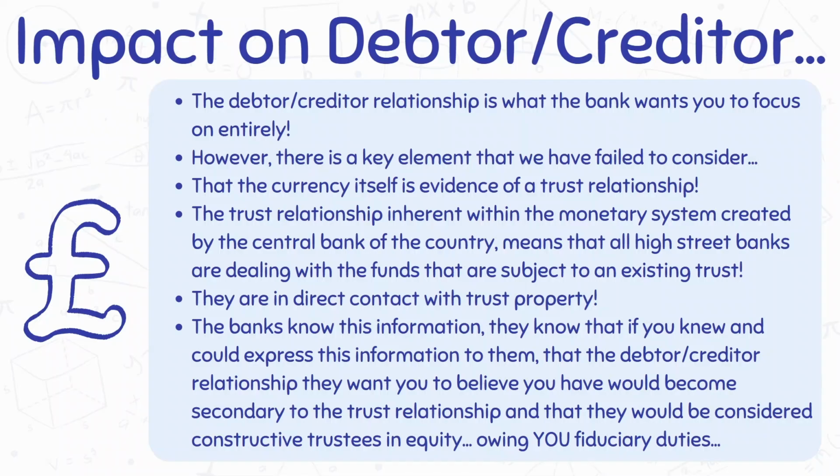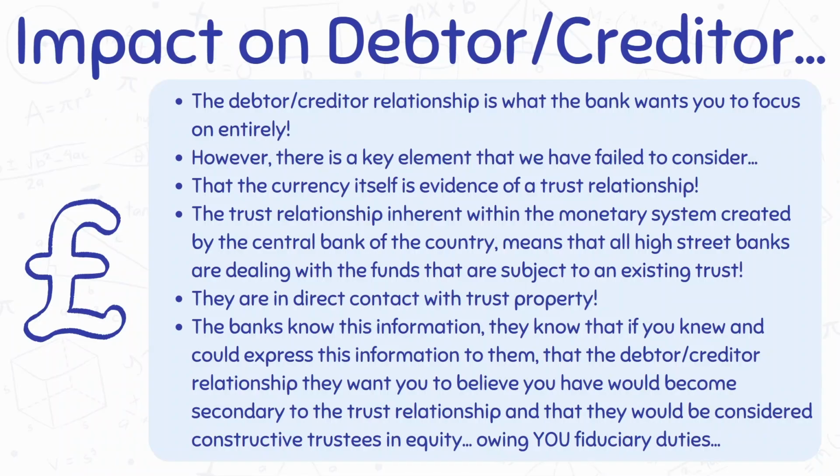However, there is a piece of the puzzle missing here that has been ignored, and that is that the currency itself, the great British pound sterling, is in itself evidence of a trust relationship. The trust relationship that's inherent within the monetary system, which has emerged since the abandonment of the gold standard. This means that all of the high street banks are all dealing with funds which are actually subject to an existing trust, right? They are always in direct contact with trust property that has been loaned to them.